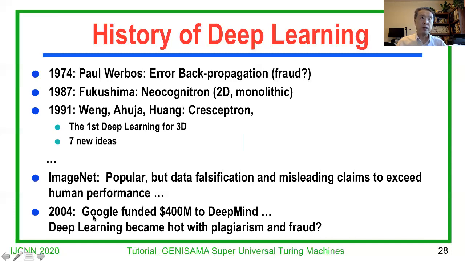Then in 2014, Google bought DeepMind for 400 million. I think that's something like a no-brainer. Suddenly, money is here, big money. So deep learning suddenly becomes hot, right? Deep learning becomes hot, but I claim there is plagiarism of Cresceptron and fraud in the technique from the gradient-based method. It's like a no-brainer. It's still not hard, actually. It became hot when 400 million was invested by Google.